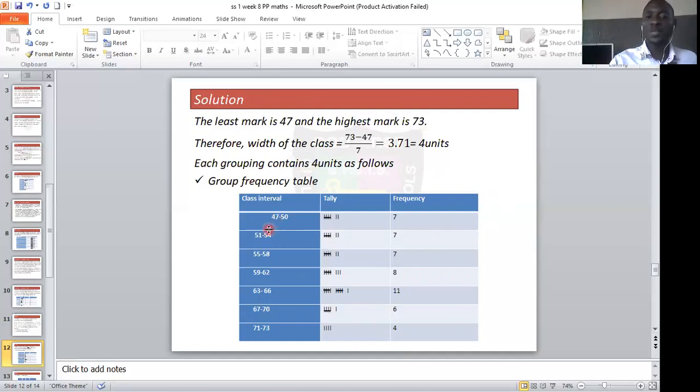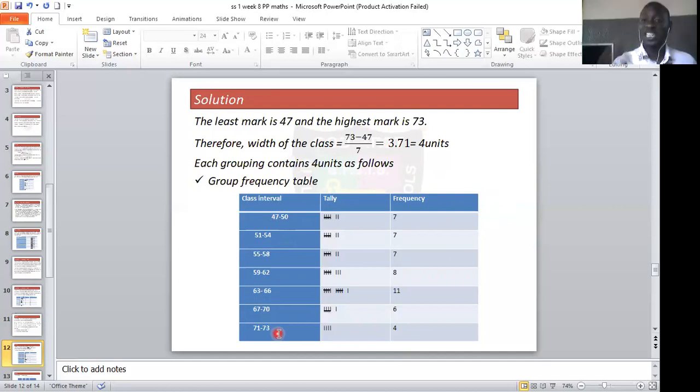Start from the lowest number, 47: 47, 48, 49, 50. That gives you the first class interval. 51, 52, 53, 54 gives you the second interval. 55, 56, 57, 58, and so on down to the 7th one. That's how you get the difference, which we call the width.